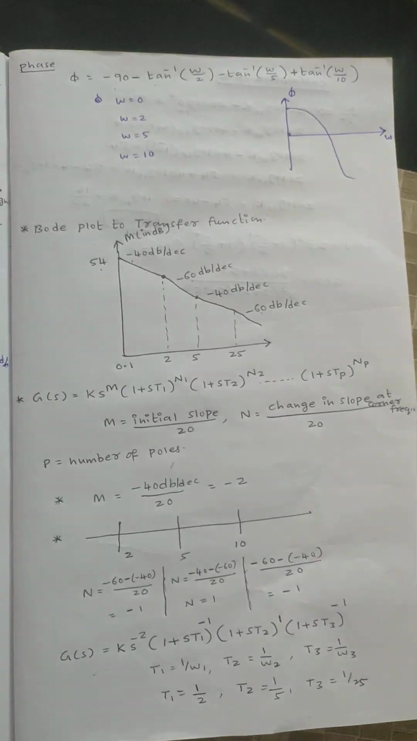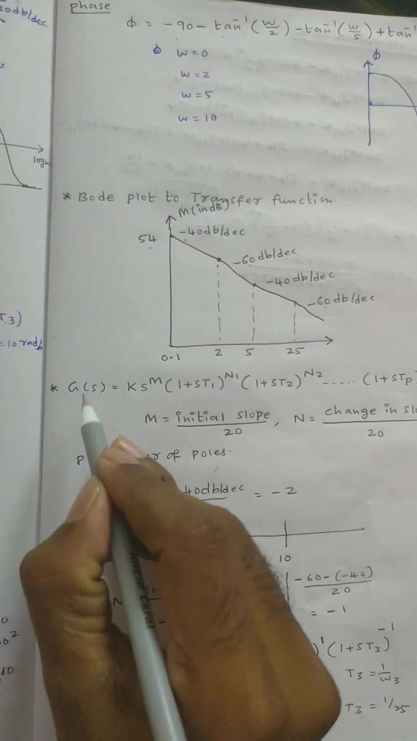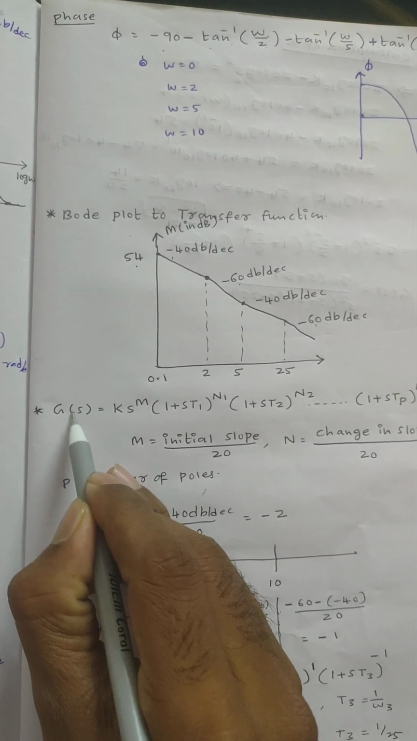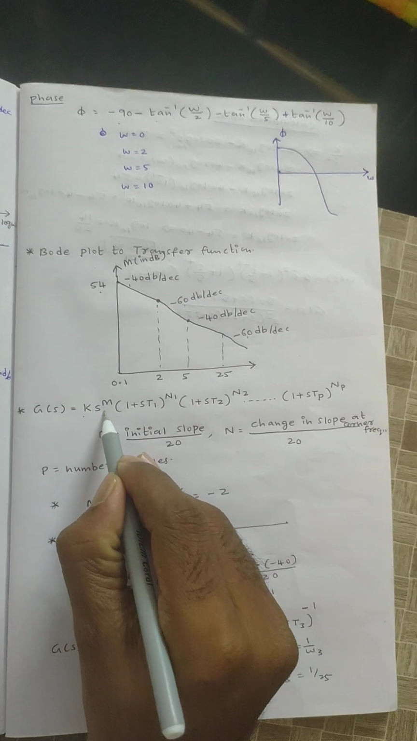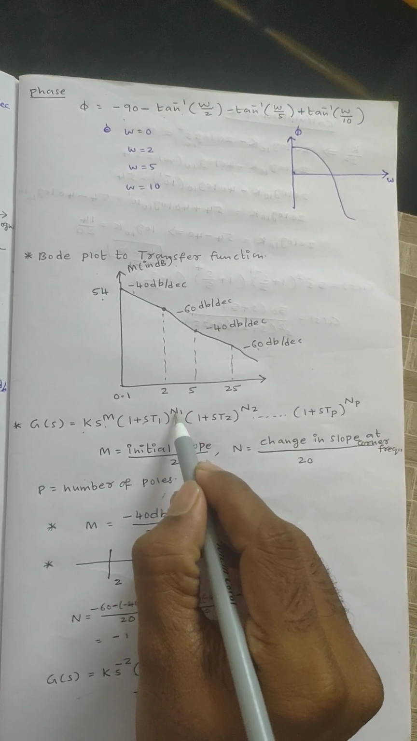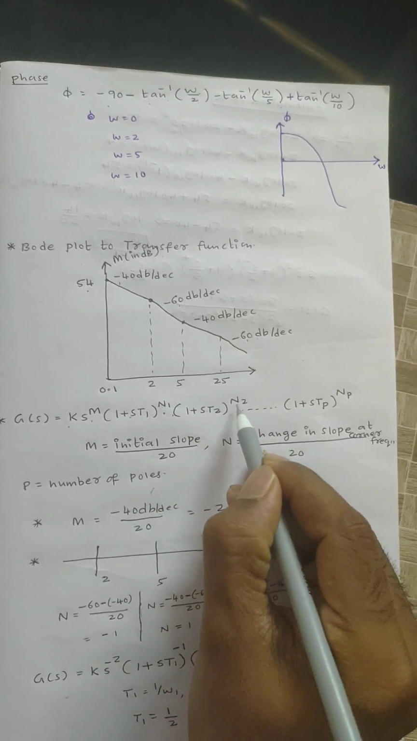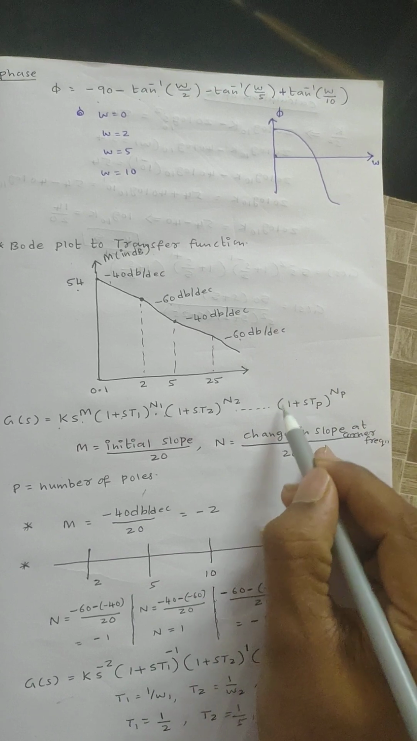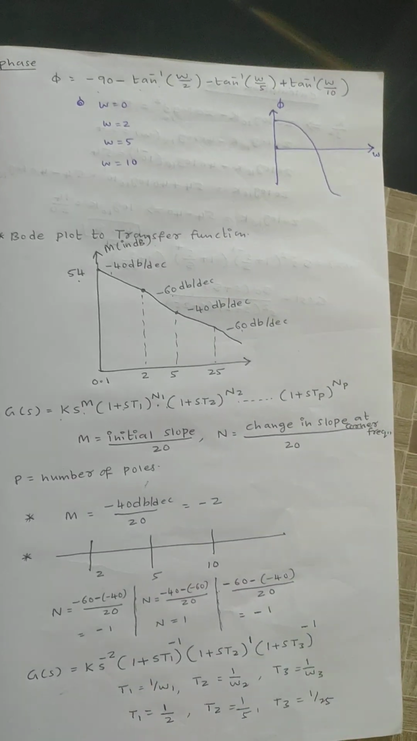To find out G(s), the standard formula is G(s) equals K into s power m into (1 plus sT1) whole power n1 into (1 plus sT2) whole power n2, and so on, (1 plus sTp) whole power np.